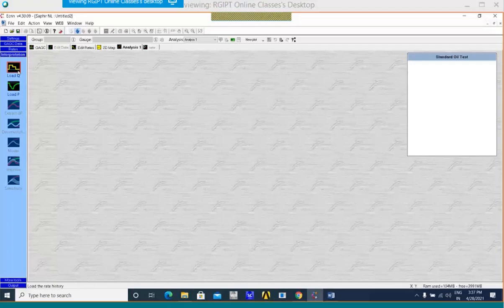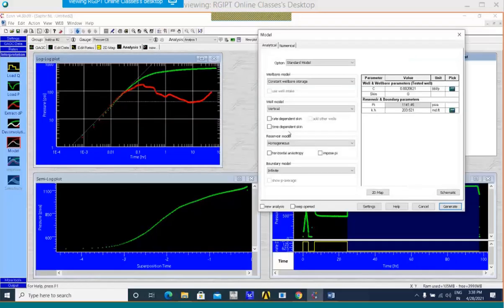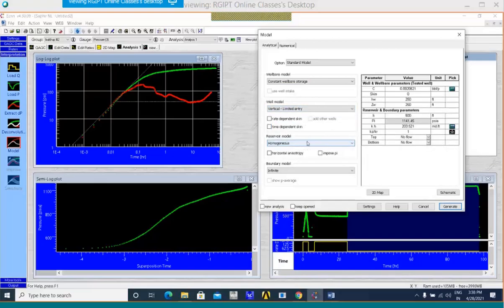Extract DP. So this is your DP again. So in this, I have taken the constant value storage, vertical. I have taken vertical limited entry, homogeneous, and infinite. So let us try this. So instead of infinite, let us try circle.